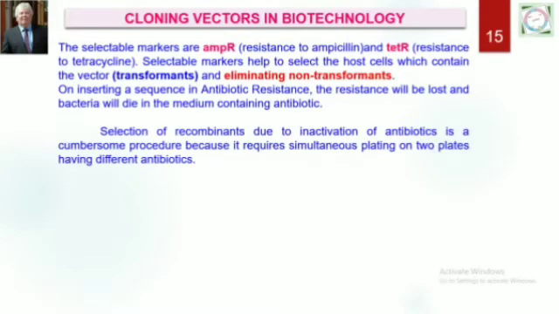So now we talk about the selectable markers. We have seen that there are two selectable markers in pBR322, ampicillin resistance and tetracycline resistance. Selectable markers help to select the host cell which contains the vector, the transformant, and eliminate non-transformants. So on inserting a sequence in an antibiotic resistance site, the resistance will be lost and bacteria will die in the medium containing that given antibiotic. Take for example, if a sequence is inserted in the tetracycline resistance area, then it will lose the resistance for tetracycline, and when they are placed in a medium containing tetracycline, what will happen? Bacteria will not be able to survive.